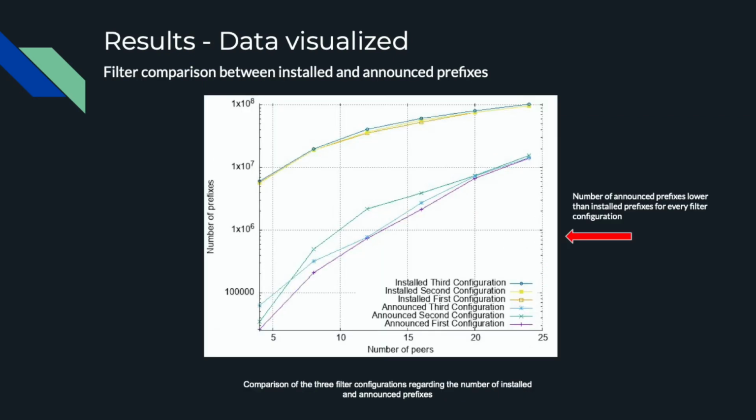On this slide, you see a comparison between the 3 filter configurations for installed and announced prefixes. It's once again seen that installed prefixes are more than announced prefixes. Also, the second filter configuration seems to perform the best when it comes to announcing prefixes. For installed prefixes, all configurations are roughly the same.